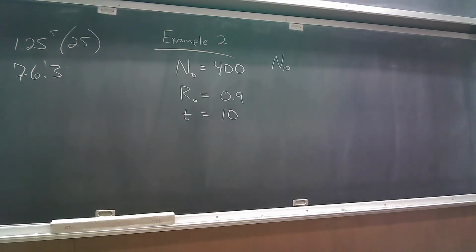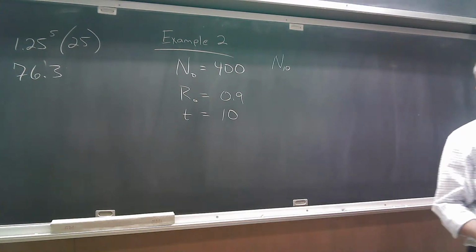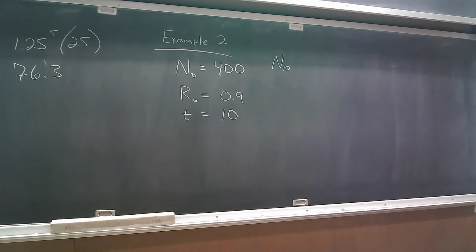Before we calculate it, what's our prediction? Do we think it's going to be higher than 400 or less than 400? A lot of you think it's going to be higher. Who thinks it's going to be lower? Why do you think it's going to be lower? Because the R value is less than 1.